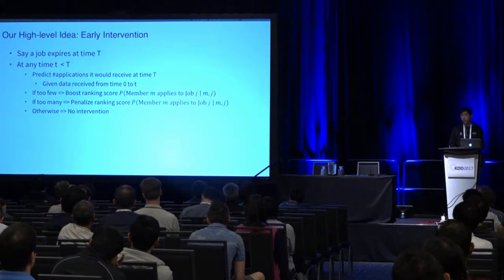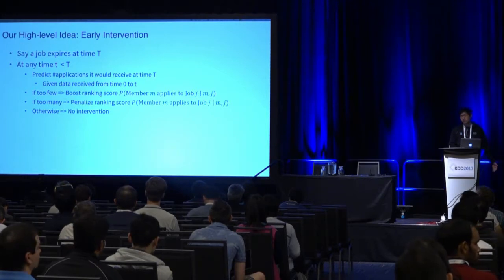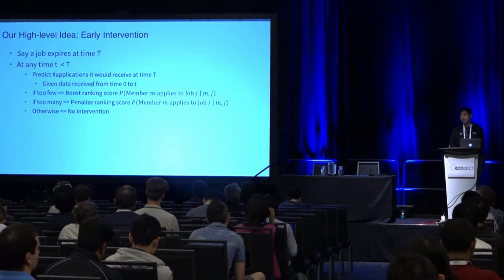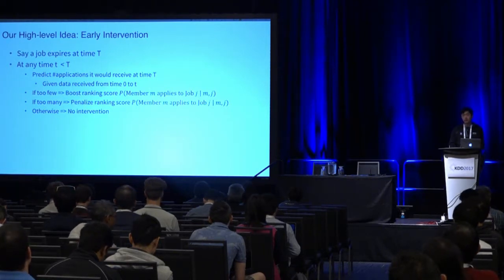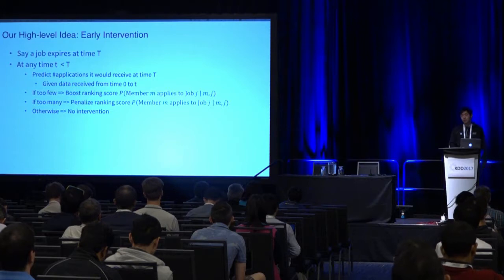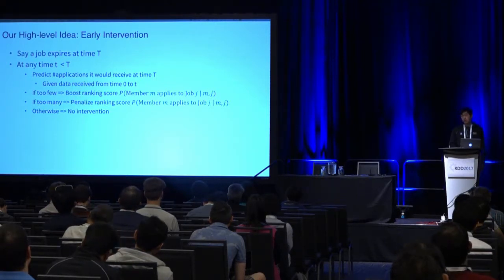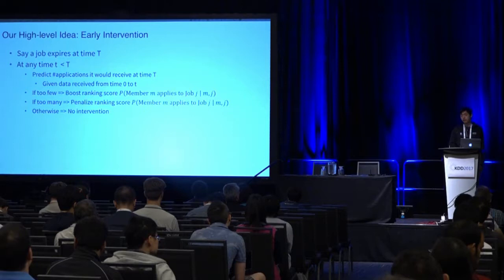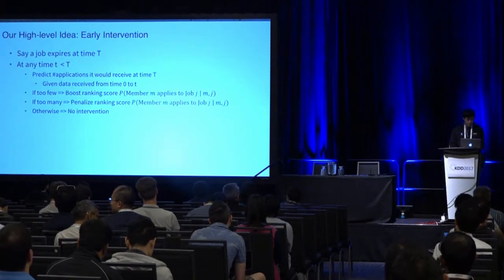Then we want to try to predict accurately, given the data we have received up to now, we look beyond, at 30 days, and try to predict how many applications the job is going to receive at the end of the day. Suppose we find out that it's going to be too few, based on our confidence, then we start boosting the ranking score, which is mainly driven by the relevance. On the other hand, suppose we feel that it's going to be too many, maybe 1,000 or 100, then we start penalizing the ranking score early, so that it doesn't happen. Otherwise, we prefer not to intervene at all, and let the engagement model drive the whole optimization. So that is the high-level idea.